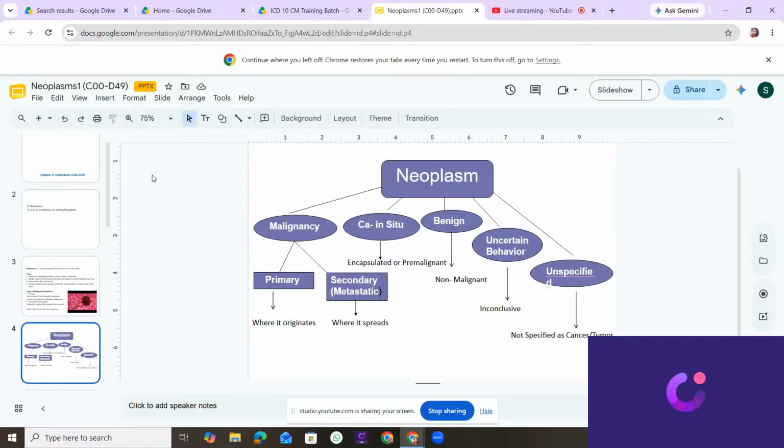Malignancy is divided into primary, where it originated, and secondary, also known as metastatic, where it spreads or reached. Third is carcinoma in situ, the encapsulated or pre-malignant neoplasm. Then benign, non-malignant. Then uncertain behavior, which is inconclusive. And unspecified, meaning not specified as a cancer or tumor. In that scenario, you need to focus and work on that.